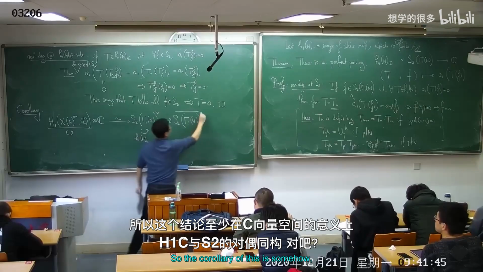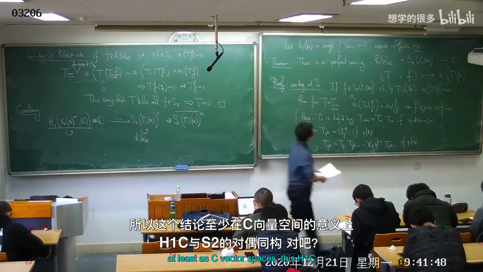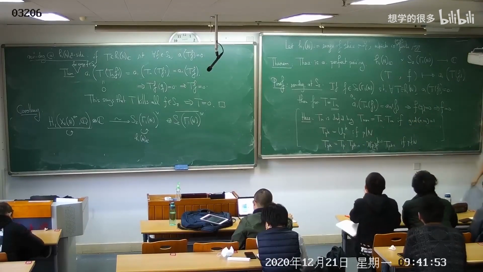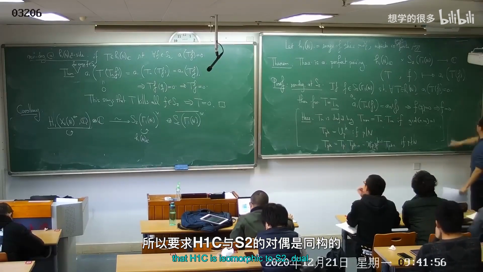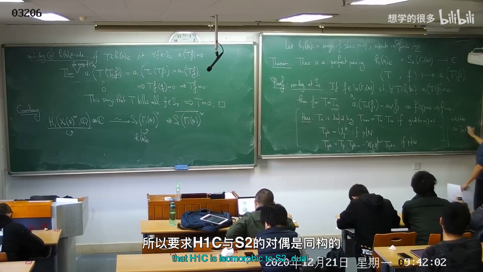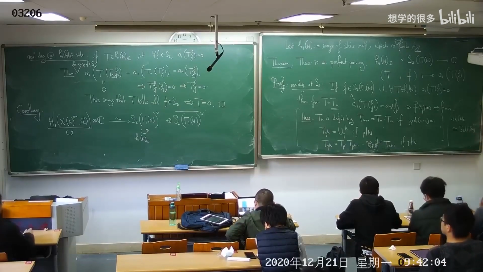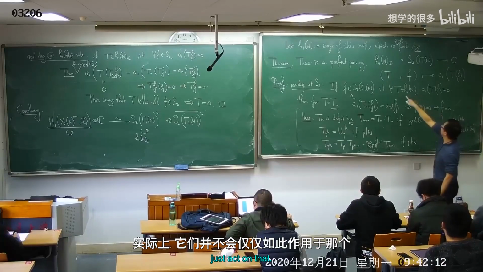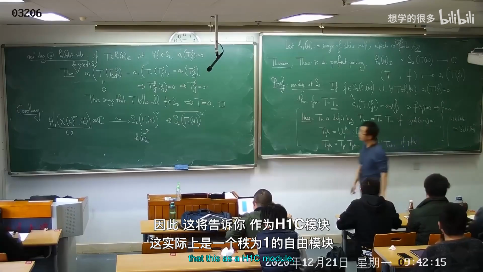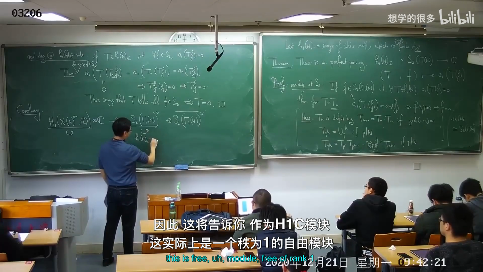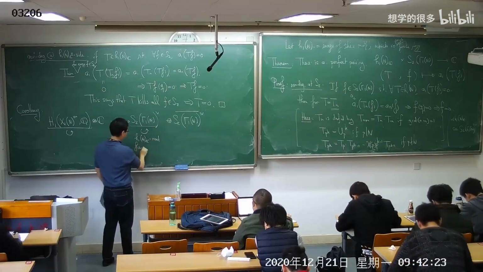So a corollary of this is, at least as C vector spaces, this H1C is isomorphic to the dual of S2, right? So this will imply that H1C is isomorphic to S2 dual. And also this H1C will act on this one. The action is compatible with this pairing. And so therefore this will tell you that as an H1C module, this is a free module of rank 1.